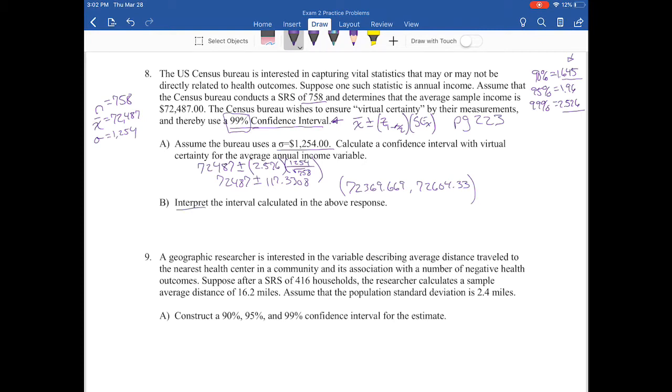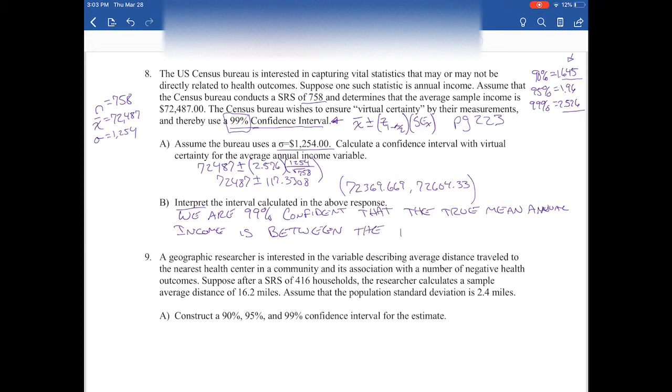Anytime you see the word interpret, we're going to be writing out, so this is where we're going to say that we are what percent confident? 99% confident, because that's the one we did, right? We did a 99% confidence interval. We are 99% confident that the true mean annual income is between the interval of 72,369.669 to 72,604.33. So that is how you interpret it, and you go from there.